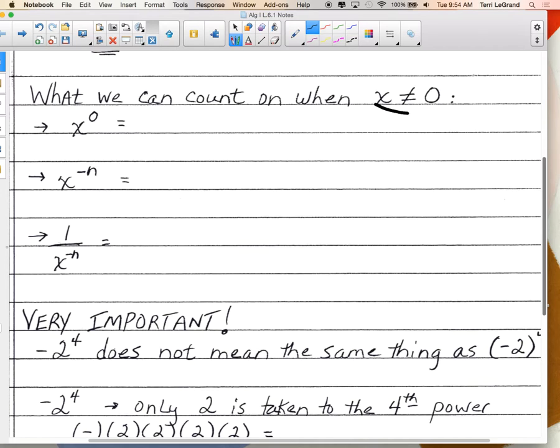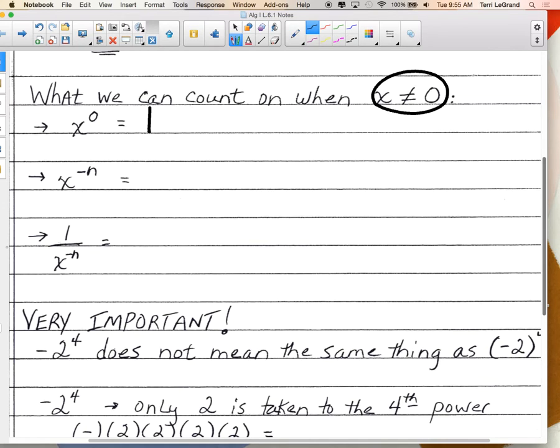So here are the properties we can count on. When x is not 0, remember, it can't be 0, we can count on the base x taken to the 0 power always giving us 1. We can just count on that. We don't even have to check it in the calculator. We can count on that when we have a base that is not 0, taken to a negative power.